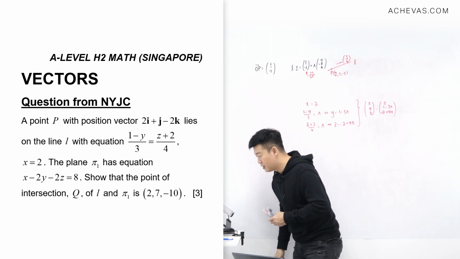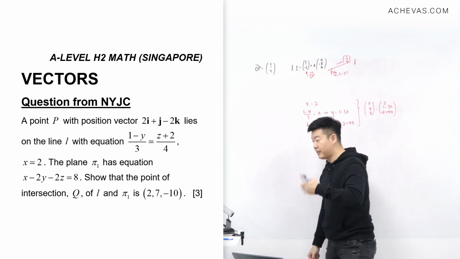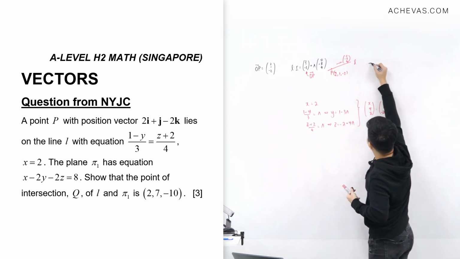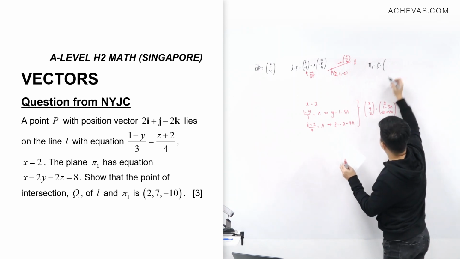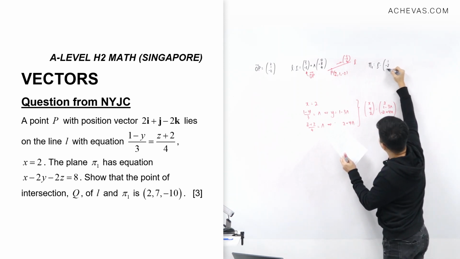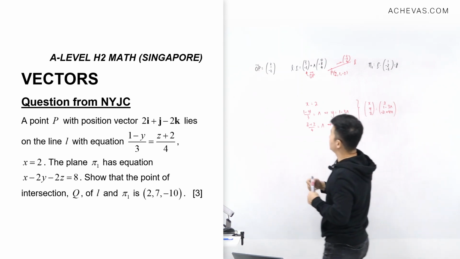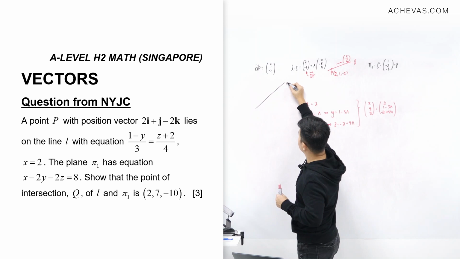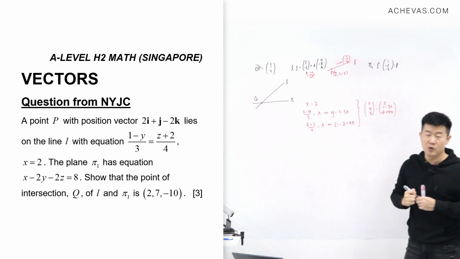Part 1, we want to show that the point of intersection Q of the line L and the plane pi 1 has certain coordinates. Plane pi 1 is given to me in Cartesian form, so we are going to convert it. Converting a plane's equation is very easy: r dot (1, -2, -2) is equal to 8. So we are going to find the intersection between the line L and the plane pi 1, and this point, according to the question, is point Q.